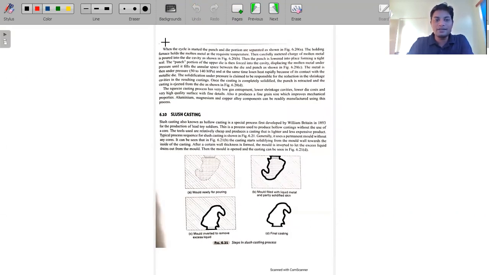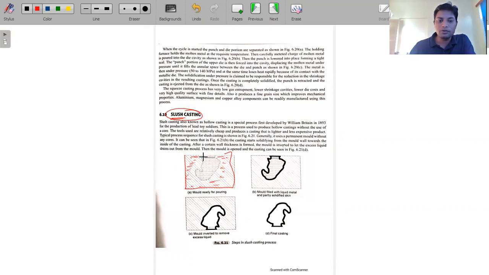Okay, so next is slush casting. Generally people do not use slush casting, or many industries will not use it. The reason is very simple. First let me explain. This is basically the cope and drag, and here we have filled the molding sand, for whatever shape we have to create.